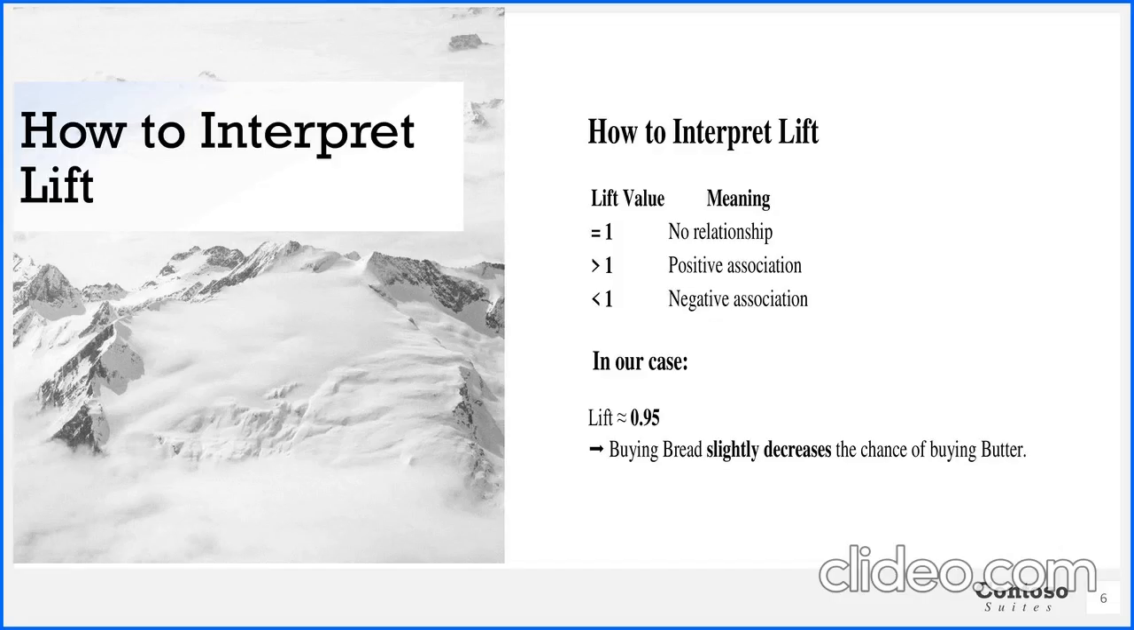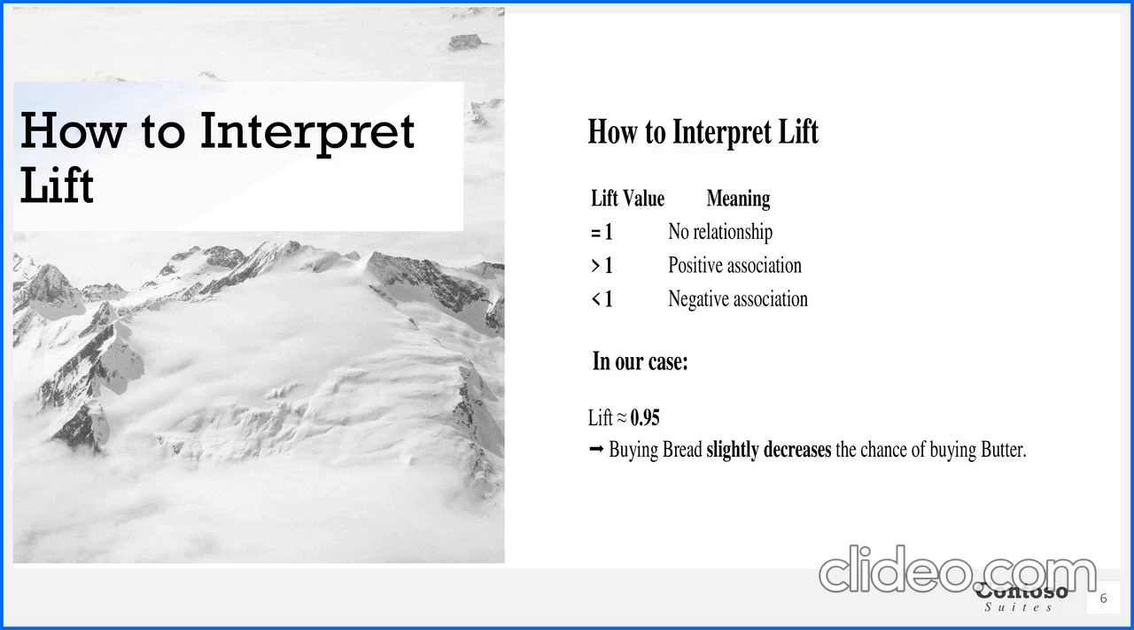Lift has 3 predetermined cases. Lift equal to 1 means there is no relationship between A and B. Lift value greater than 1 means that a positive association exists between A and B. If the value is less than 1, it means that a negative association exists between A and B. That is the conclusion we draw.